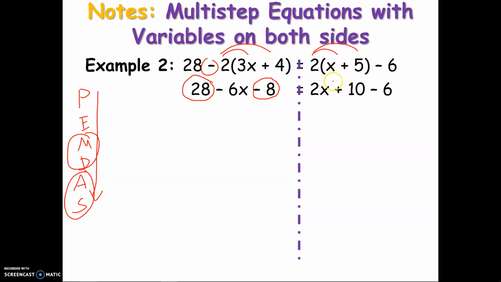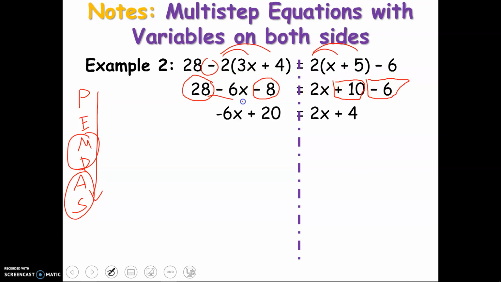On the right-hand side, we also see that we have like terms. We have a plus 10, and we have a minus 6. And we know that 10 minus 6 is 4. So we notice here that our like terms combined give us this new simplified version of the equation. Negative 6x plus 20 is equal to 2x plus 4. And note that the sign in front of the 6x came down with it. And this is very important to remember. Now it looks like the ones we did before.